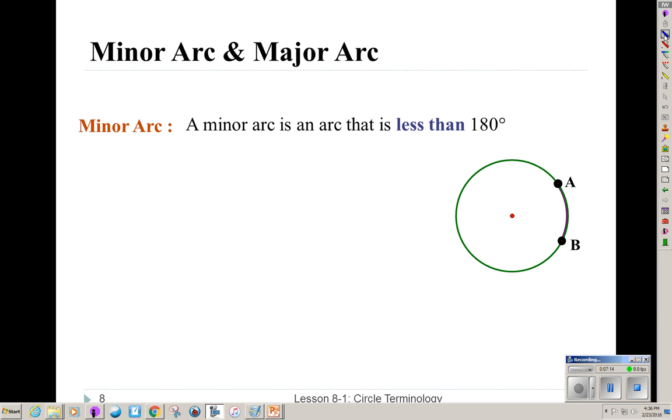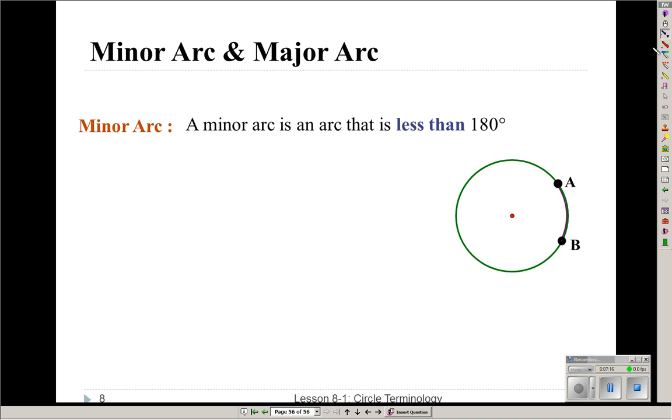If it goes less than 180 degrees, then it's a minor arc. The short distance from A to B is a minor arc. You would call that arc AB.